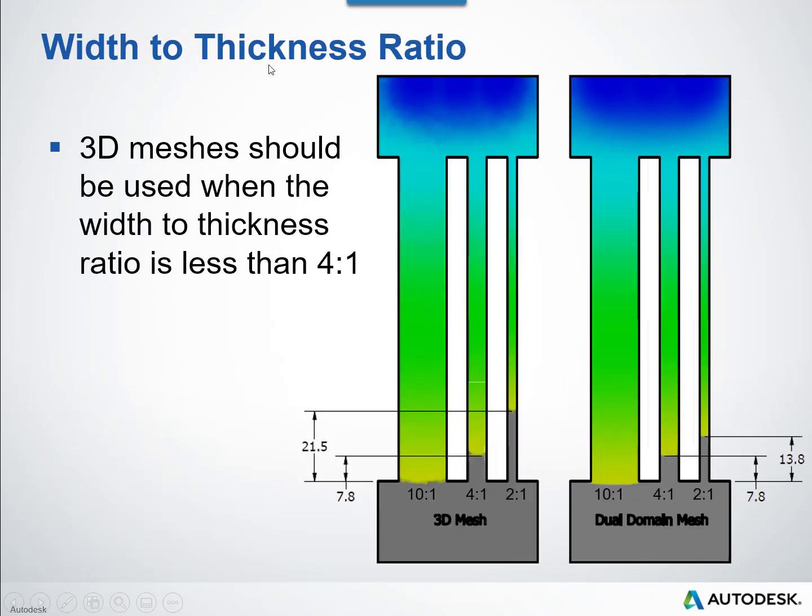This was the example: if you try to mesh the same model with the 3D mesh and dual domain, you can see the difference in the flow representation. Here the 3D mesh would represent it much better compared to the dual domain mesh, as it is a thicker part.